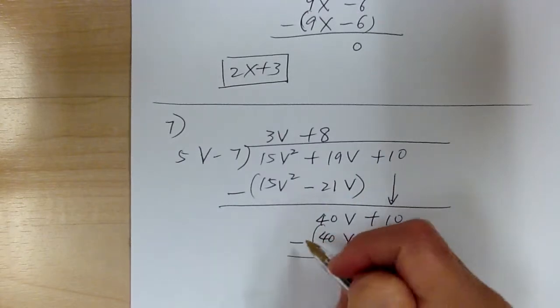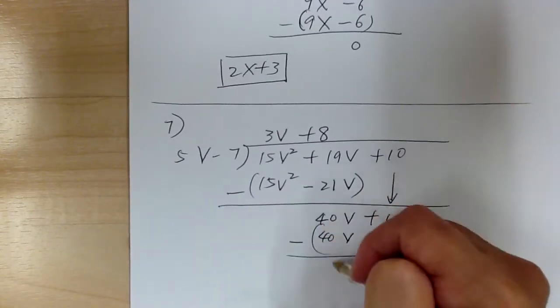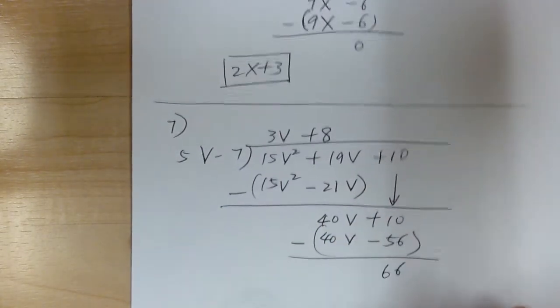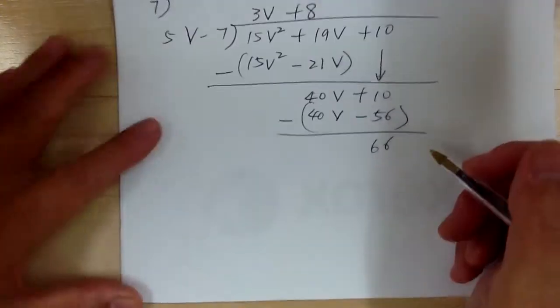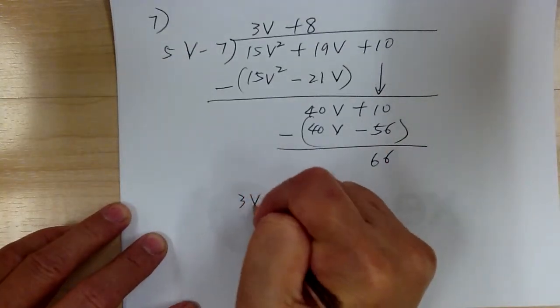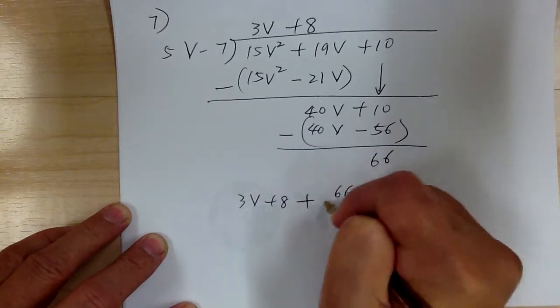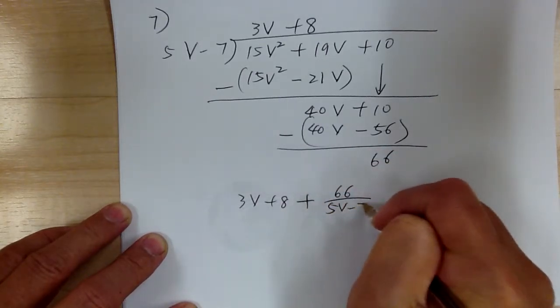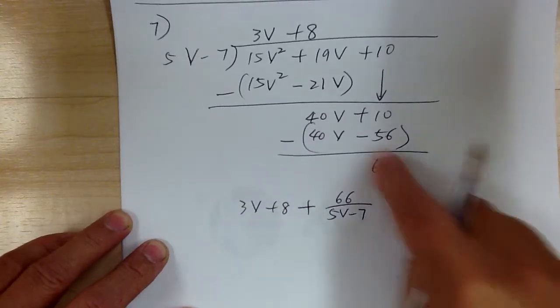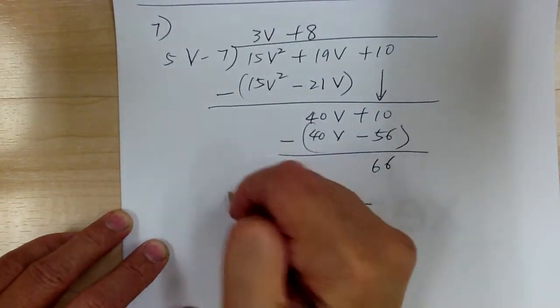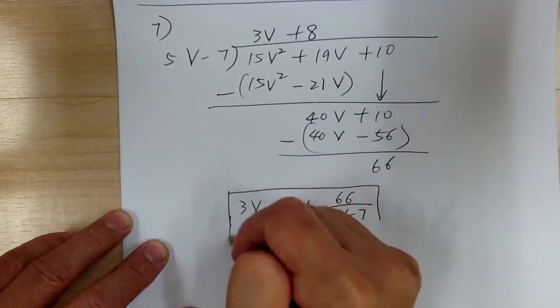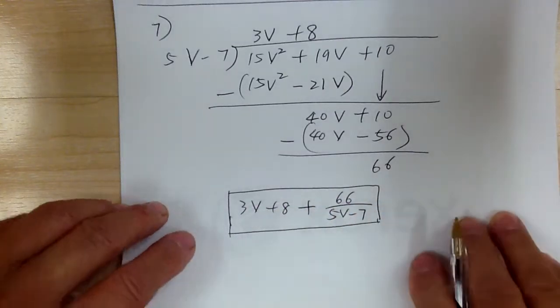Okay, subtract. And this cancel out. This will give you 66. Okay, so your answer would be 3v plus 8. This is a positive, so it would be plus 66 over 5v minus 7. So you just put these over these. Okay, so that's it for number 7.